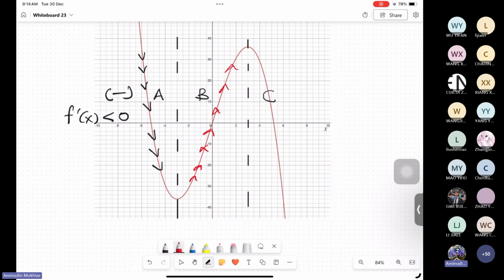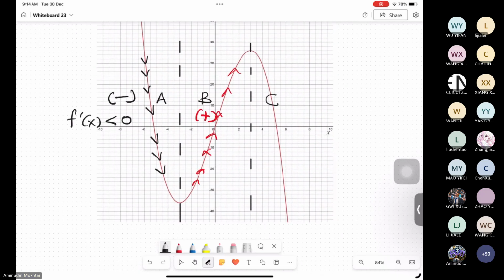And then that means the slope of the function in this area is positive. Since the slope is positive, we can also assume that if the value of the slope is positive, the value of the first derivative is also positive. So in area B, the first derivative of x is positive.